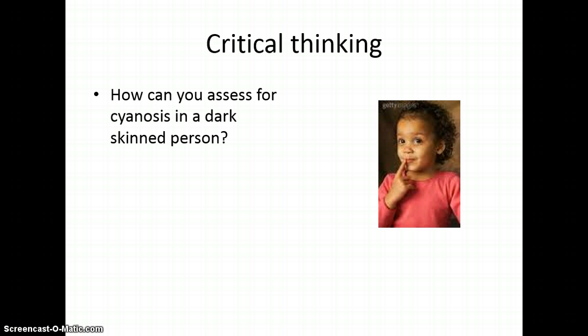So part of our critical thinking is this cute little gal that says, if she has dark skin, how do you assess for cyanosis, or that blueness? And the answer for that is looking in the mucous membranes. Pull the lower lip down and look at that inside mucosal membrane, the gums. Look in the eye, the membrane of the eye. Is it pink, or is it cyanotic? Those are things that you can do if the person is of a background that has darker skin.